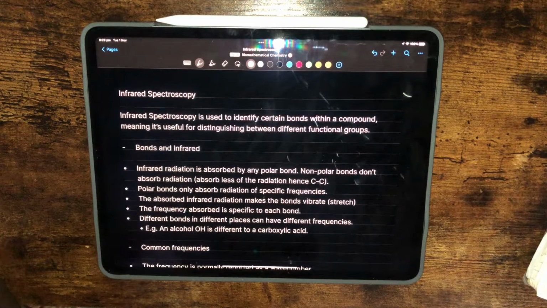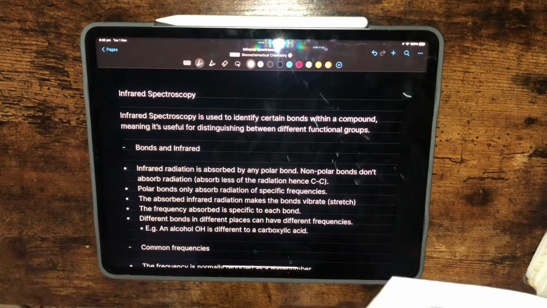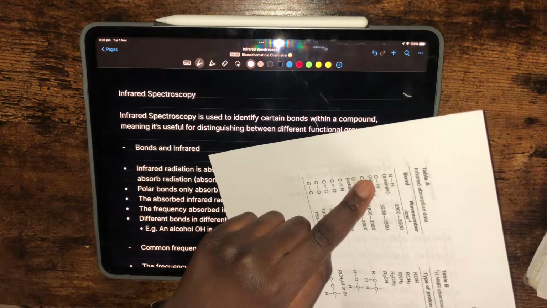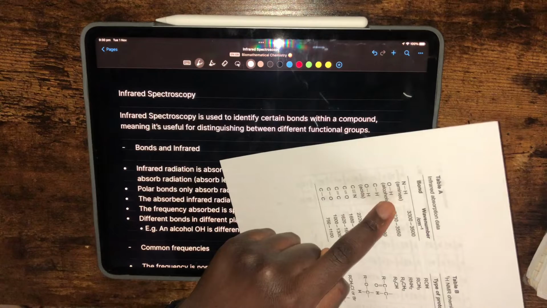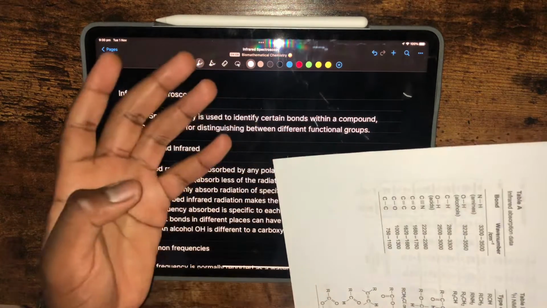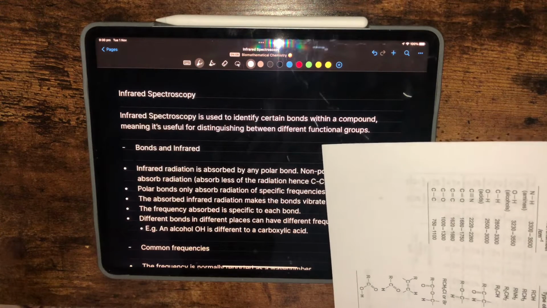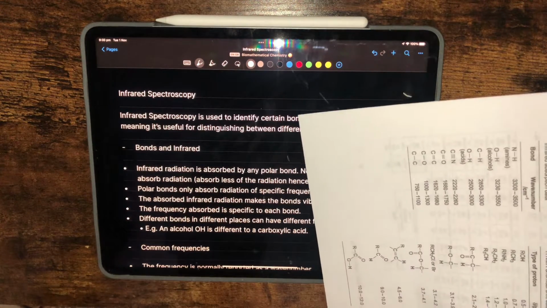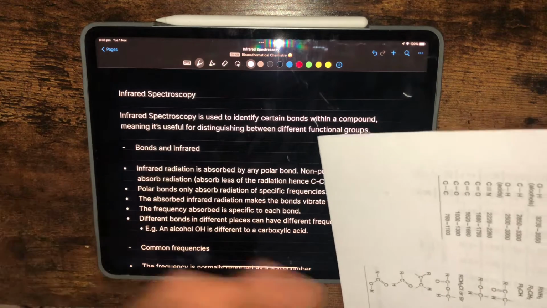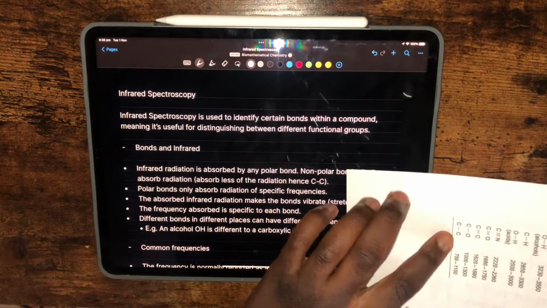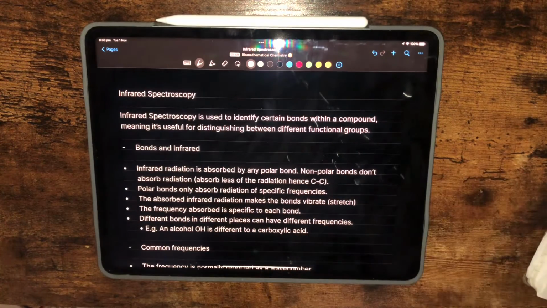Bonds in infrared. Infrared radiation is absorbed by any polar bond. Non-polar bonds don't absorb radiation, or they absorb it less, I should say. As you see here, the N-H bond is the most polar bond out of all of them, and hence it would absorb the most infrared radiation. Whereas the carbon-carbon covalent bond, as I've said in many other videos, is the least polar bond. Of course there's some polarity there, but in essence it's very non-polar, and hence it would absorb the least infrared radiation.